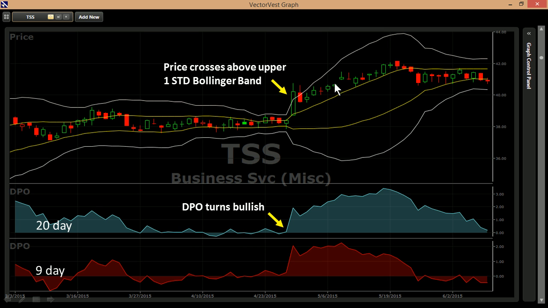Price continues to rise from there. The bands begin to expand, creating that trading lane. Price remains in that left lane for a few weeks. It does eventually change lanes and crosses into the middle lane. That, along with the 9-day DPO turning bearish, we can see that after that, volatility begins to decrease and the bands start to contract back towards each other.